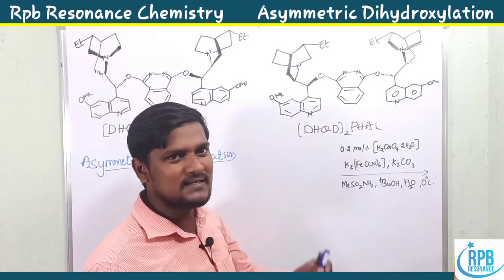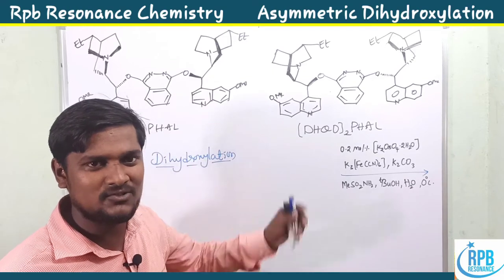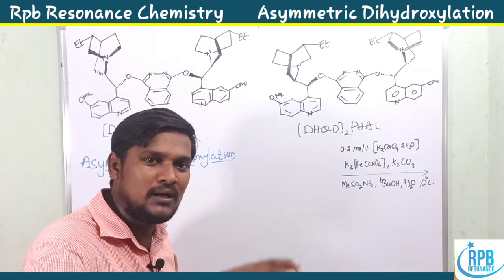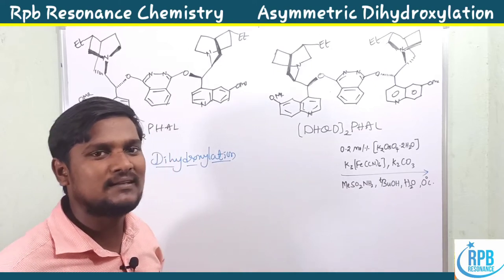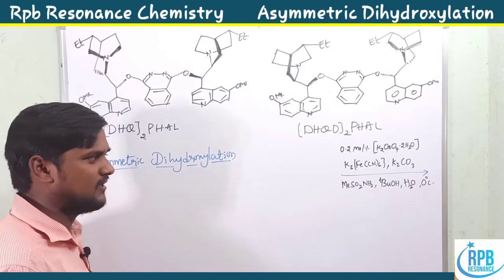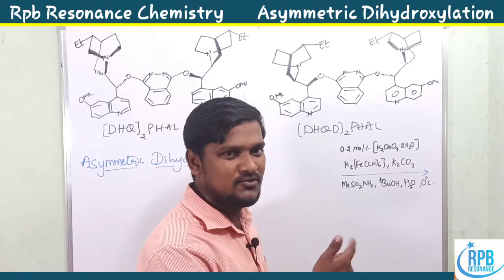By using these chiral ligands like DHQ or DHQD, we will get only one type of isomer as the major product. That is, more enantiomeric excess is observed. That is the advantage of these two chiral ligands.